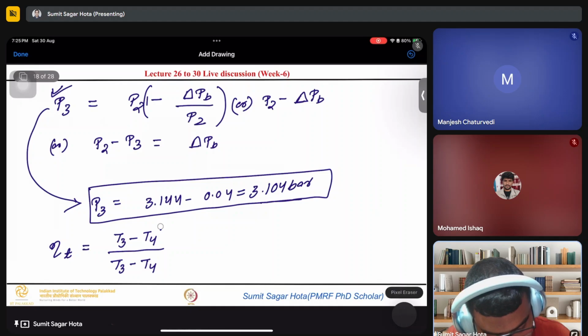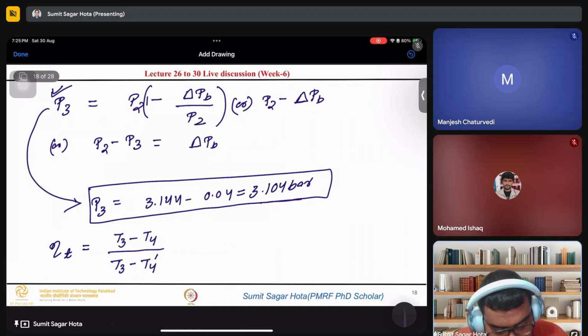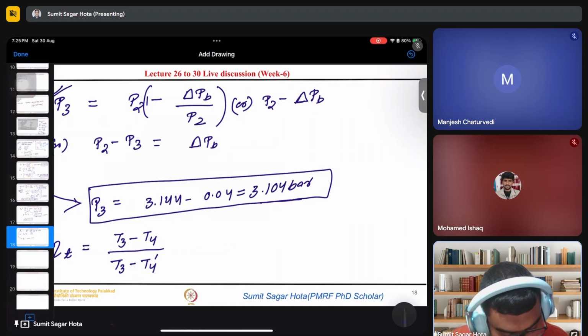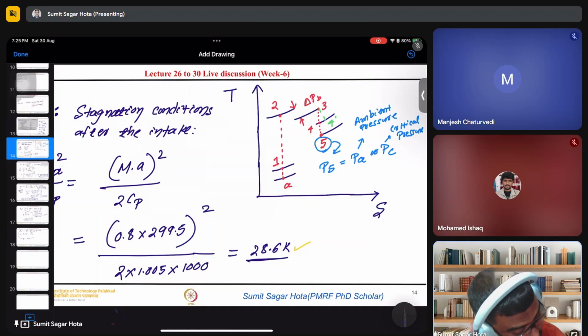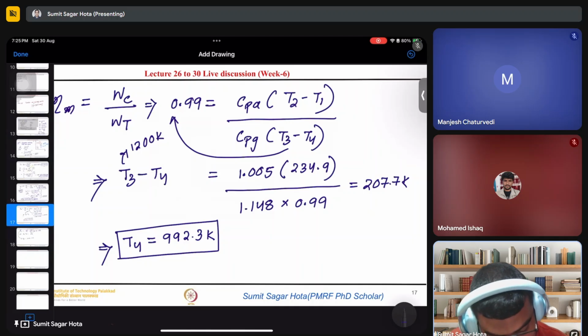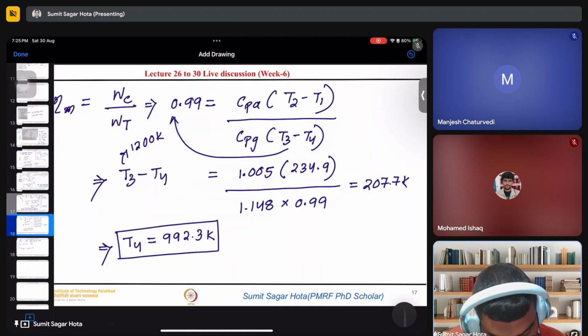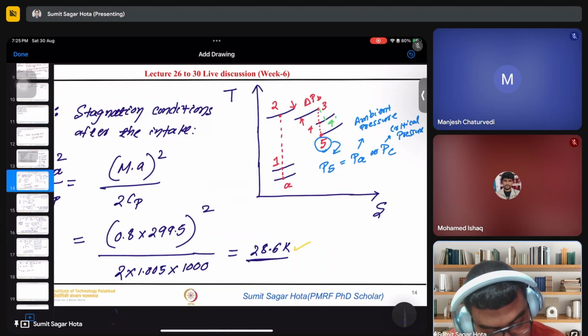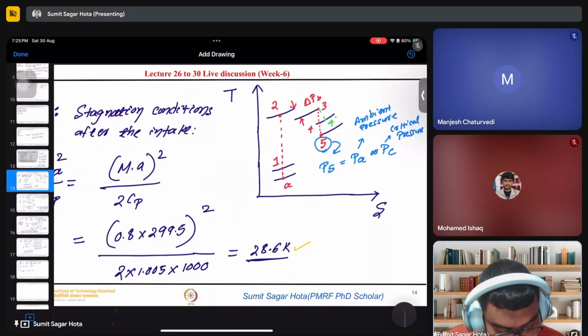Sorry, it's reverse actually. Ideal by actual. Okay. Because if you see in the diagram, which temperature will be high? Okay, we see what is the temperature of T4, 992.3 Kelvin. So for T4 we have 992 point something Kelvin is there.